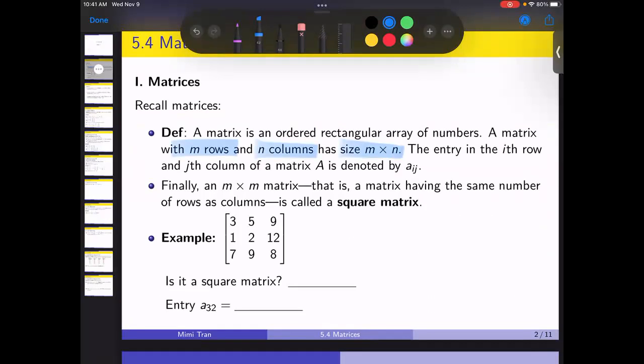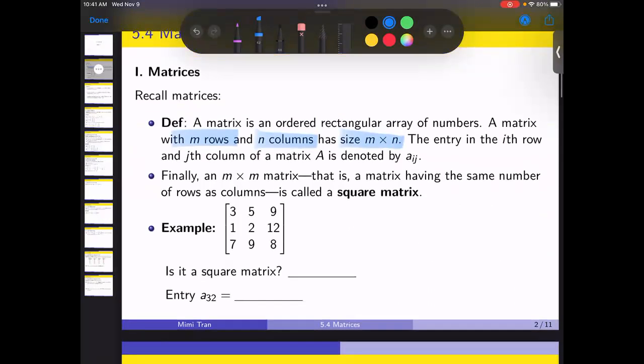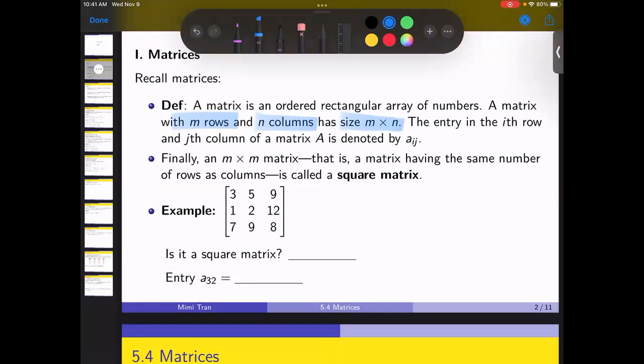The entry is aij, where i is the location of the row and j is the location of the column.